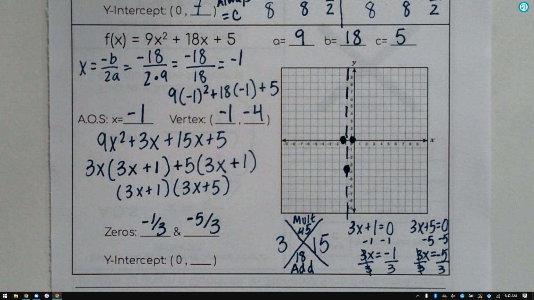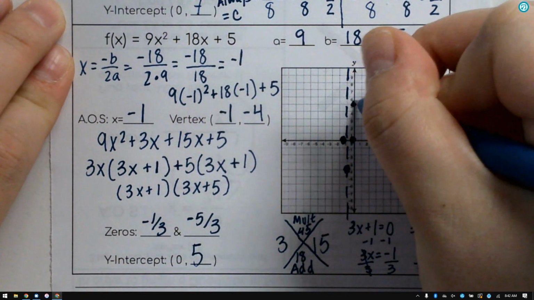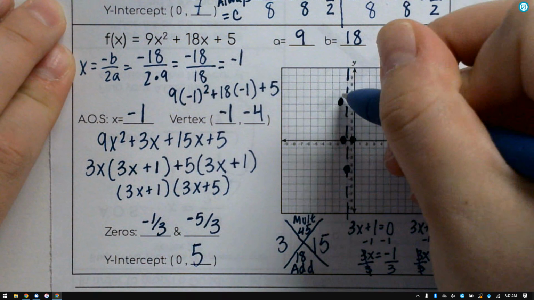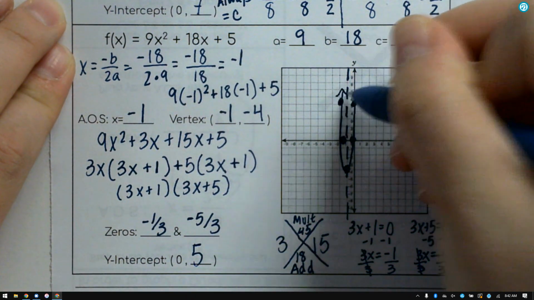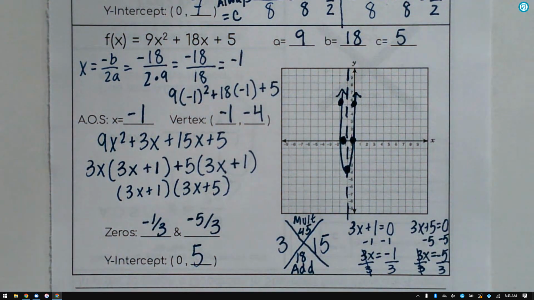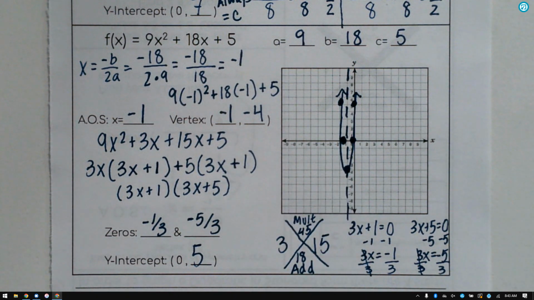And then the last thing is our y-intercept. Our y-intercept is always c, so it is 5. So we'll graph that at 5. It's 1 to the right, so then we go 1 to the left. We'll have this really tall, skinny U. The bigger this number in front of a is, the taller or the skinnier it gets. Just FYI.